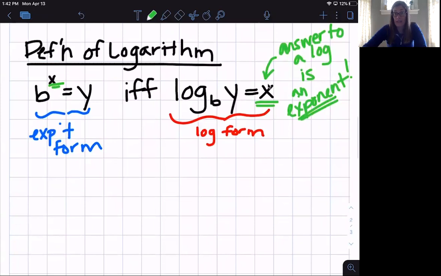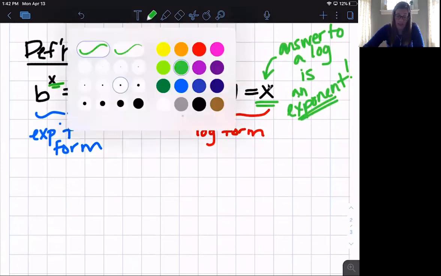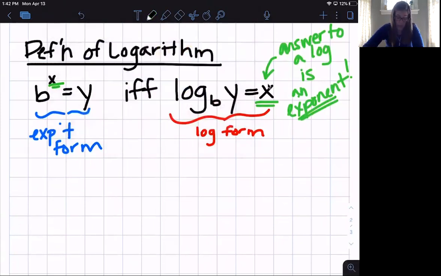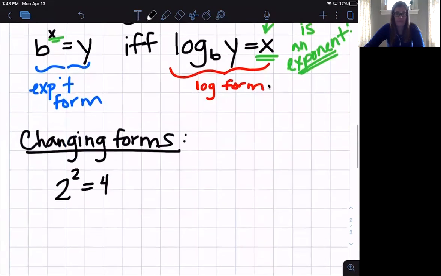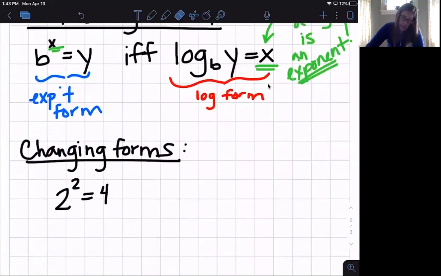Okay, you're going to do some practice with exponents and logs, and one of the sets of practice is going to be changing forms. Read the directions, it'll tell you exactly which form to change from, but I'm going to jot down some things that we know to be true. So 2 squared is equal to 4. That's probably not my best one because I have two of the same numbers, so let me change it. Let's do 2 to the 4th equals 16. How about that?